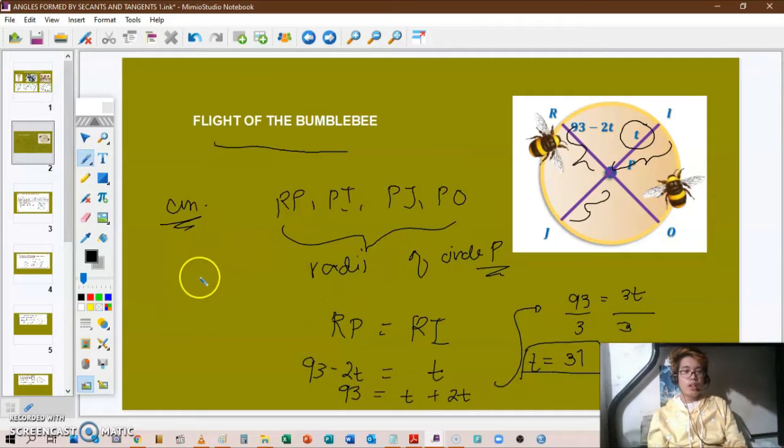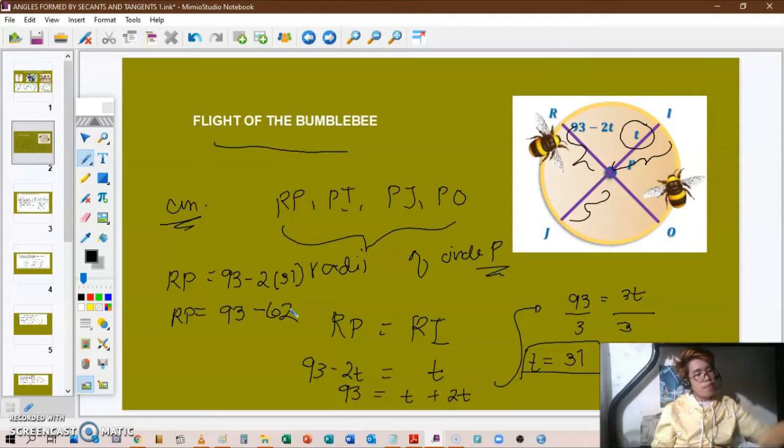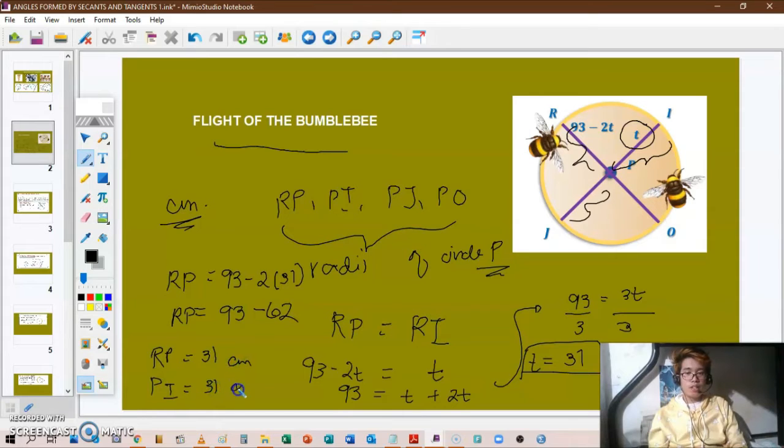Therefore, to solve for the value of RP, that's going to be 93 minus 2 times 31. So RP is equal to 93 minus 62, and 93 minus 62 is simply equal to 31. So there you go, it's also equal to 31. Therefore, we have proven that RP is equal to 31 and PI is equal to 31 centimeters. That's the measurement of the radius.